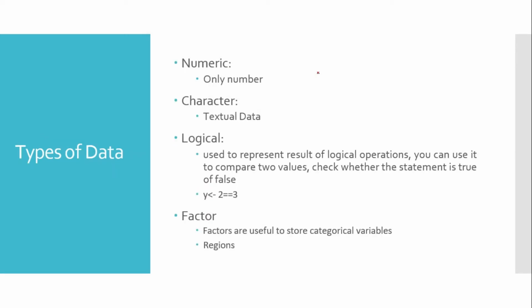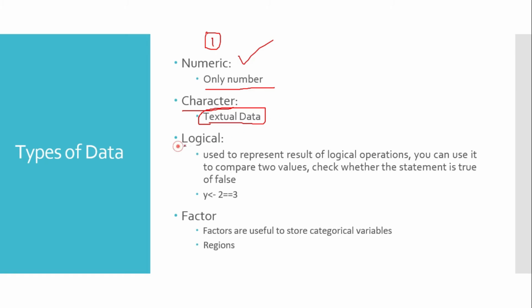Now let us discuss some types of data in R. The first type of data in R is called numeric data. Numeric data comes only in numbers. And the second type of data is character. This type of data comes in textual format, like the names of people or names of countries. So these are character objects, and they come in the shape of textual data.